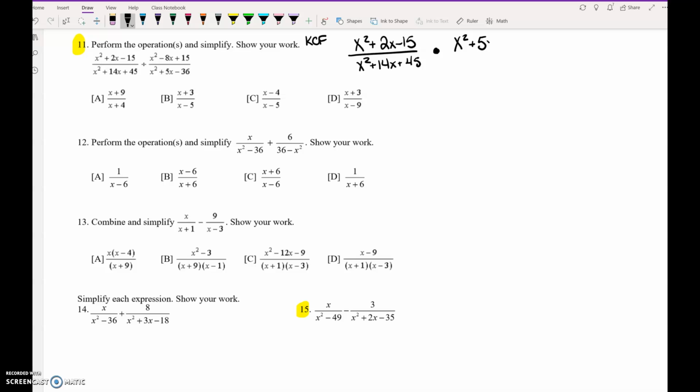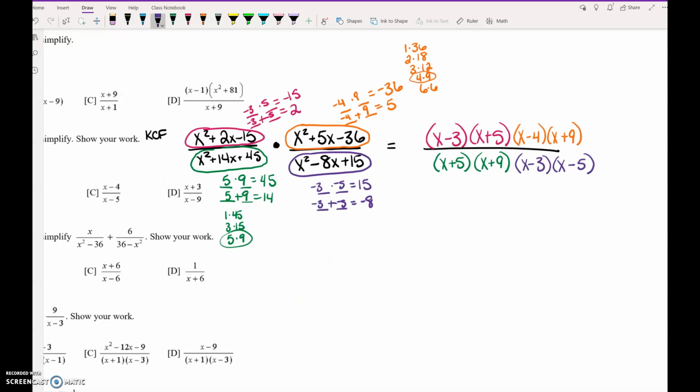So x squared plus 5x minus 36 will be on top. X squared minus 8x plus 15 will be on the bottom. Now this problem has become exactly like the last one that I did for you. You have to factor all 4 of those pieces and then cancel. So I'm going to pause the video and factor them all out, and then I'll resume the video. So pause the video and give it a try. Factor each of those and then play when you need to check your work.